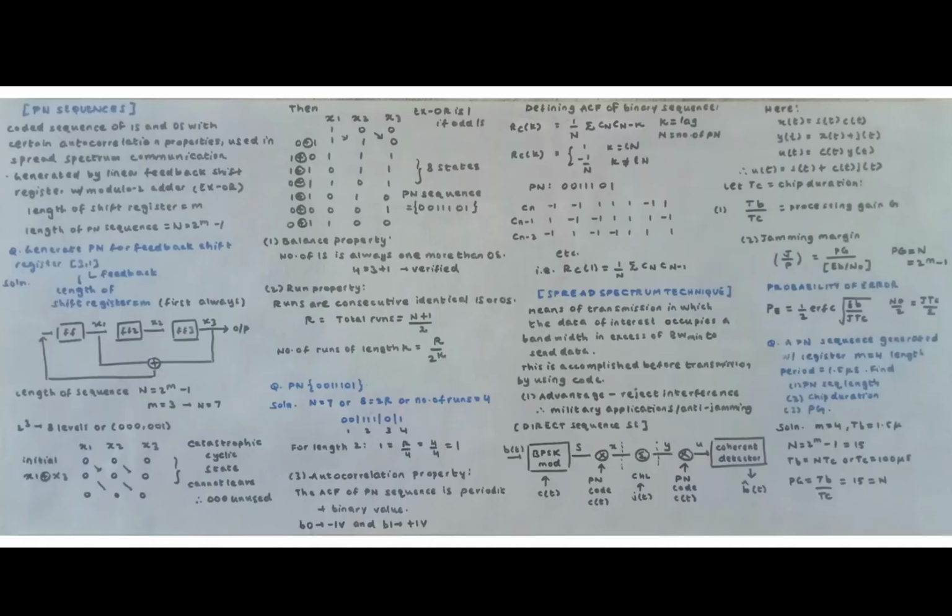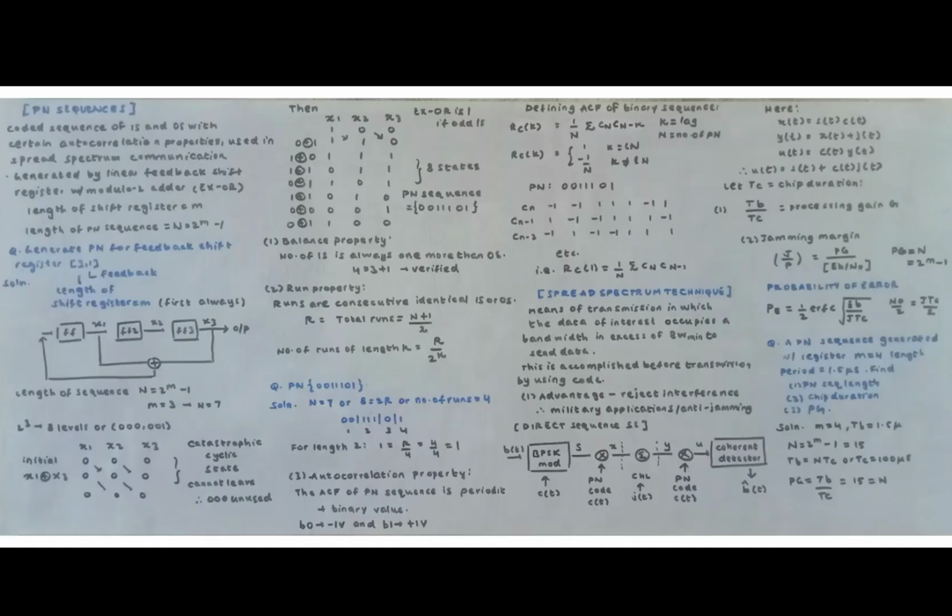The third property is the autocorrelation property. The ACF of a PN sequence is both periodic and binary. If we want to define it, then it becomes 1 when k is an integral multiple of n, and minus 1 by n when it's not. So suppose we have C of n, which is minus 1, minus 1, 1, 1, 1, minus 1, 1.